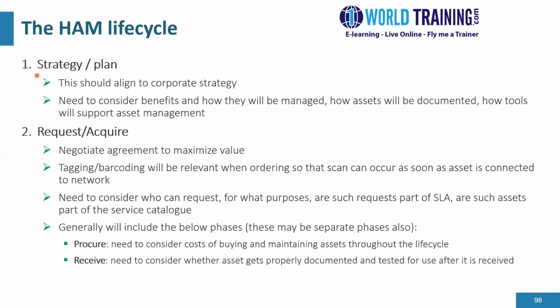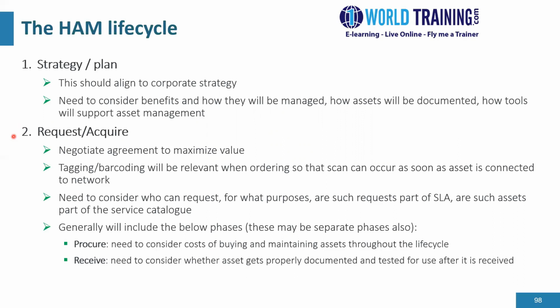The first phase, strategy or planning, should align to corporate strategy. For example, the corporate strategy could be service expansion for competitiveness. Therefore, the HAM strategy should also be aligned to that. Need to consider benefits and how they will be managed, how assets will be documented, how tools will support asset management.